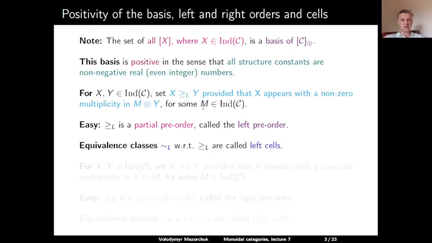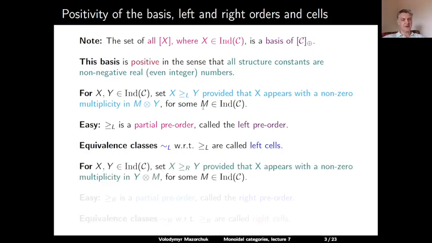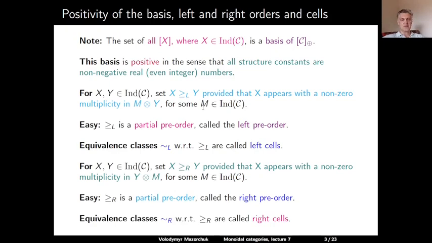The equivalence classes of the left preorder are called left cells. So we know that this is really a preorder. Two different elements might turn out to be left equivalent. Similarly, we can define the right preorder. So we will say that X is right greater than or equal to Y, provided that X appears with a non-zero multiplicity in the tensor product of Y with some other indecomposable object. This defines another partial preorder called the right preorder, and the equivalence classes with respect to this preorder are called right cells.